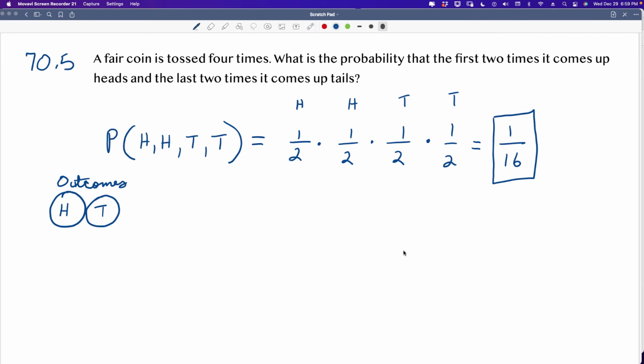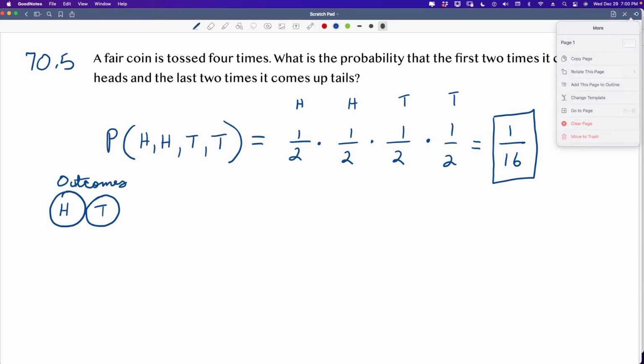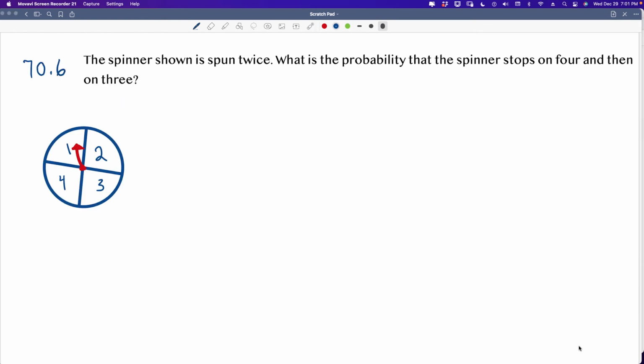All right, we have just one more, and I'm going to clear the page, and I'm going to let you, well, we can all solve it. It's a little bit different. All right, so if you haven't written this down, pause and do so. I'm clearing the page now. All right, 70.6. All right, let me pause and type this up here. All right, we have 70.6.